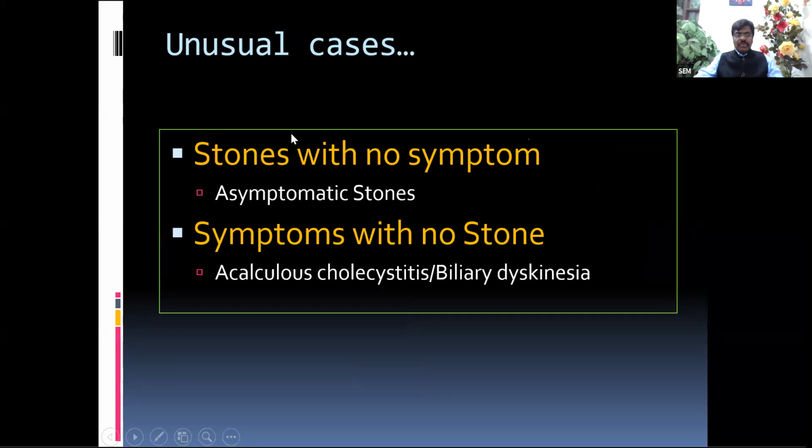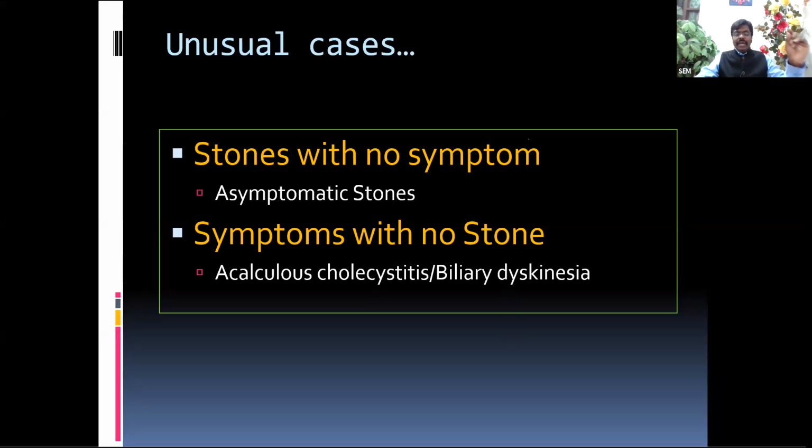That is one condition. Another condition I'll tell you: a patient comes to you with severe right upper quadrant pain. You do an ultrasound. There you don't see a stone, just an inflamed gallbladder. That is called acalculous cholecystitis. So now it brings us to another important entity. Cholecystitis can be calculous cholecystitis, acalculous cholecystitis, or emphysematous cholecystitis.